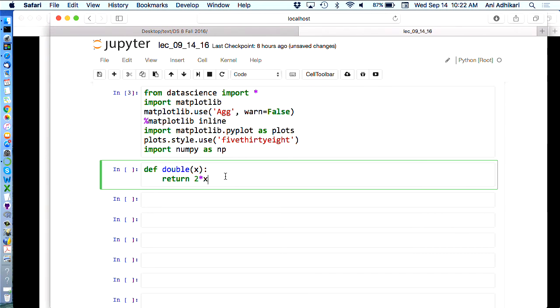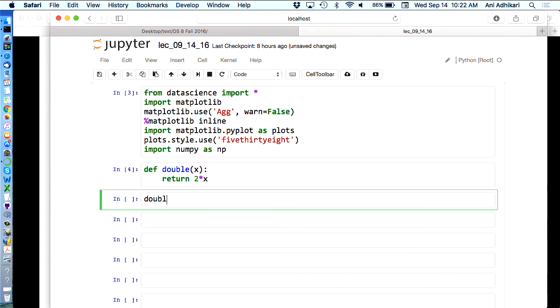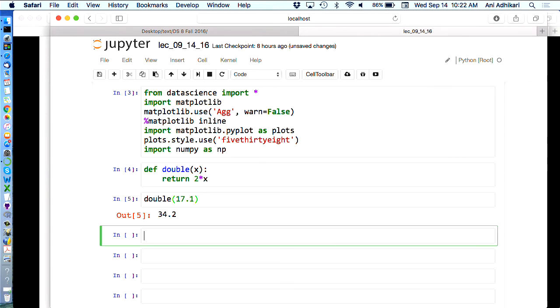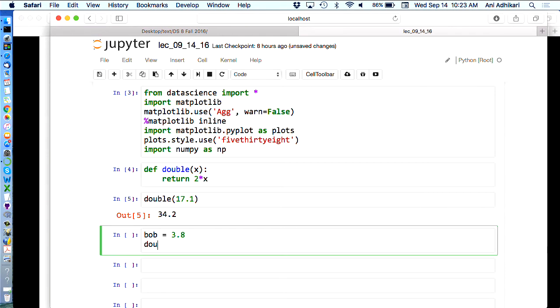And so if you define this statement like this, then you run, and what you've got is apparently nothing's happened, but the statement has been defined. And now if we call double with, how about 17.1, is that what you expect? That's what you expect. So we could do, you can have a name.